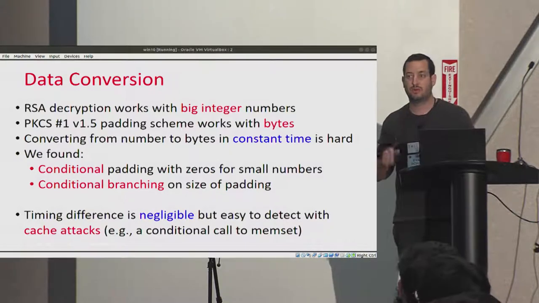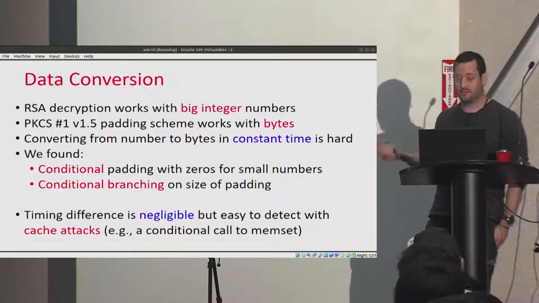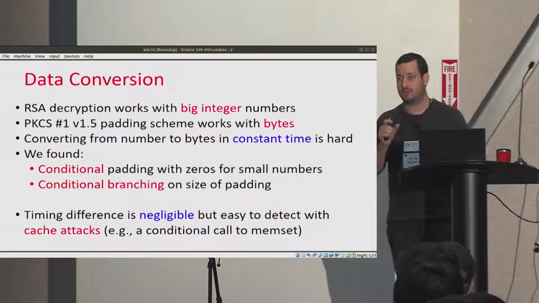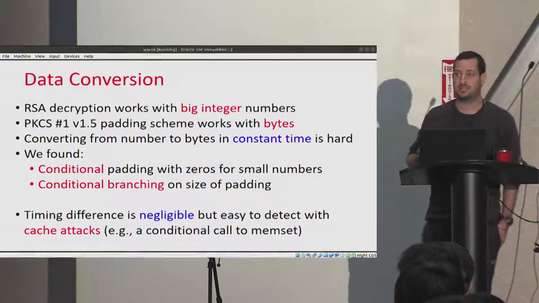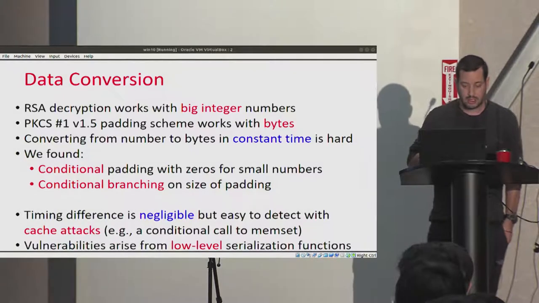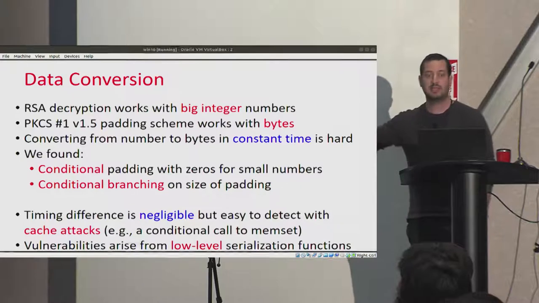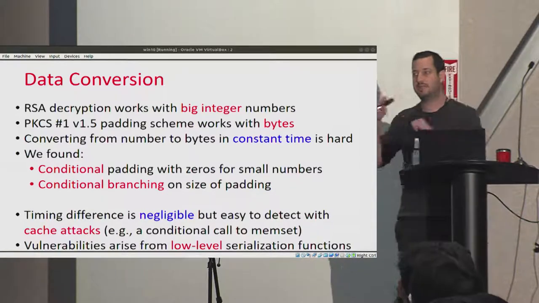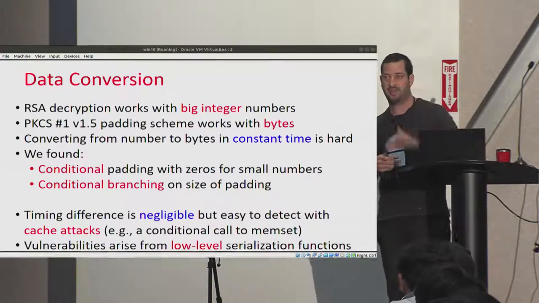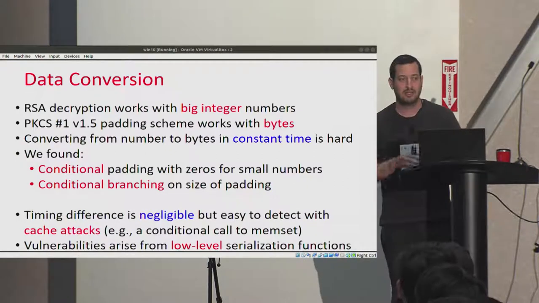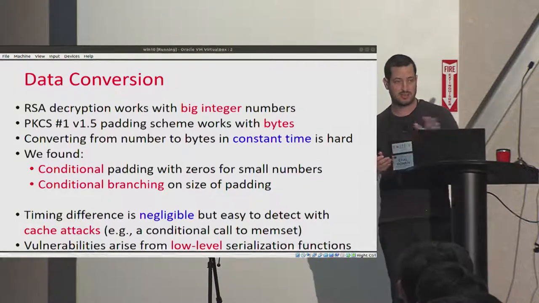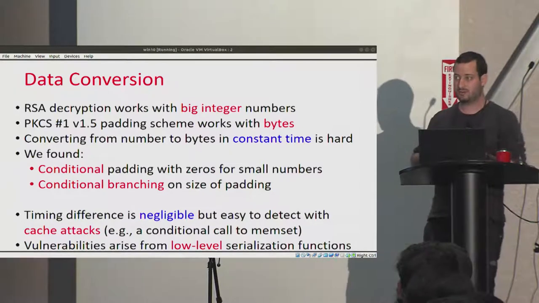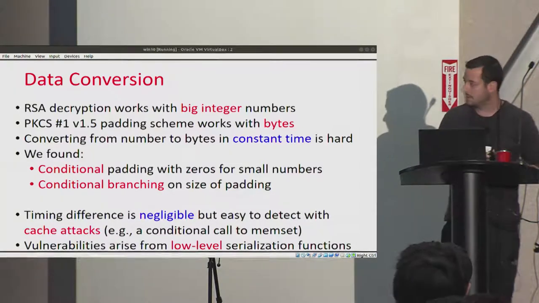However, using cache attacks, this is sometimes very easy to find. For example, in one of the implementations there was a conditional call to memset if we need to set one or more bytes to zero. When you do a cache attack, this is very, very easy to see. And the vulnerabilities are very problematic here because they arise from a very low-level serialization function. The people that actually implement the TLS mitigation usually work at a very different level. We've even seen cases in which the TLS Bleichenbacher mitigation and this function were in different cryptographic libraries altogether. It's very hard to understand that this is something that might hurt you in the upper layers.